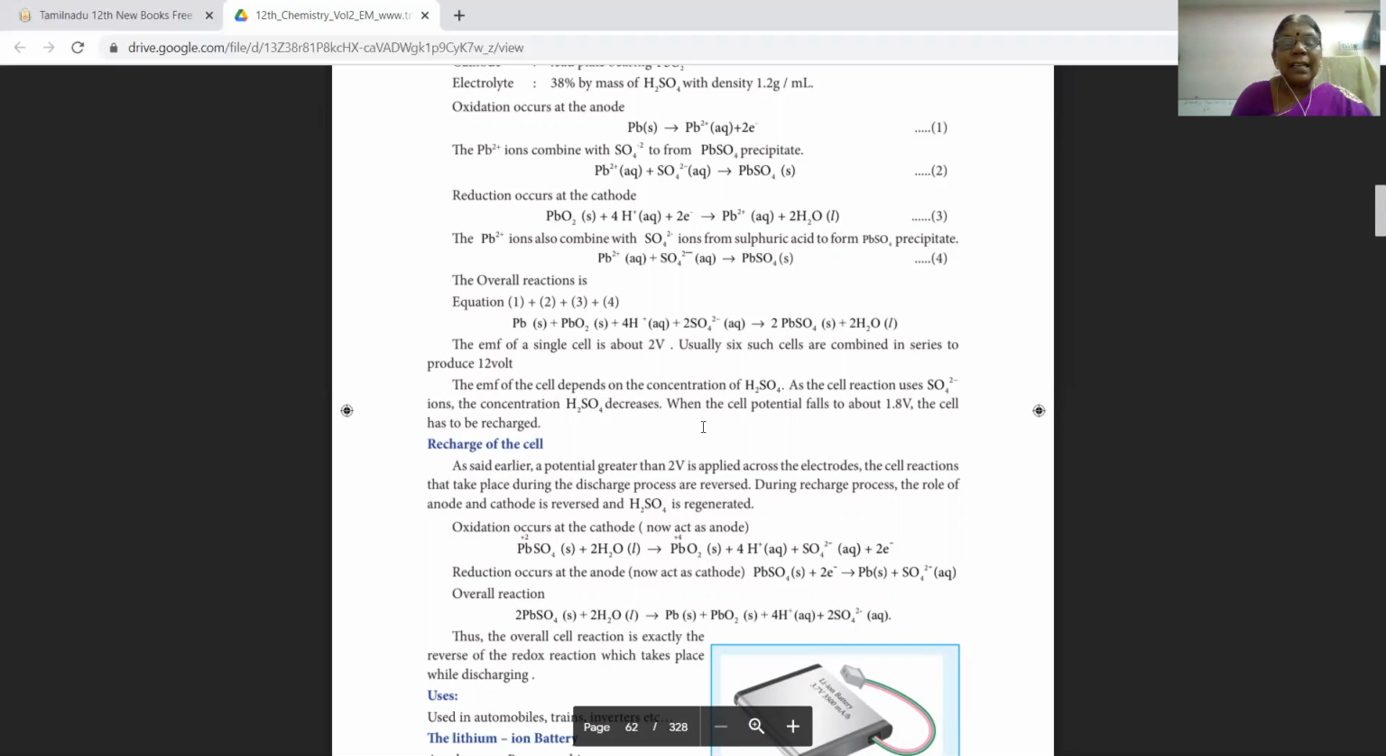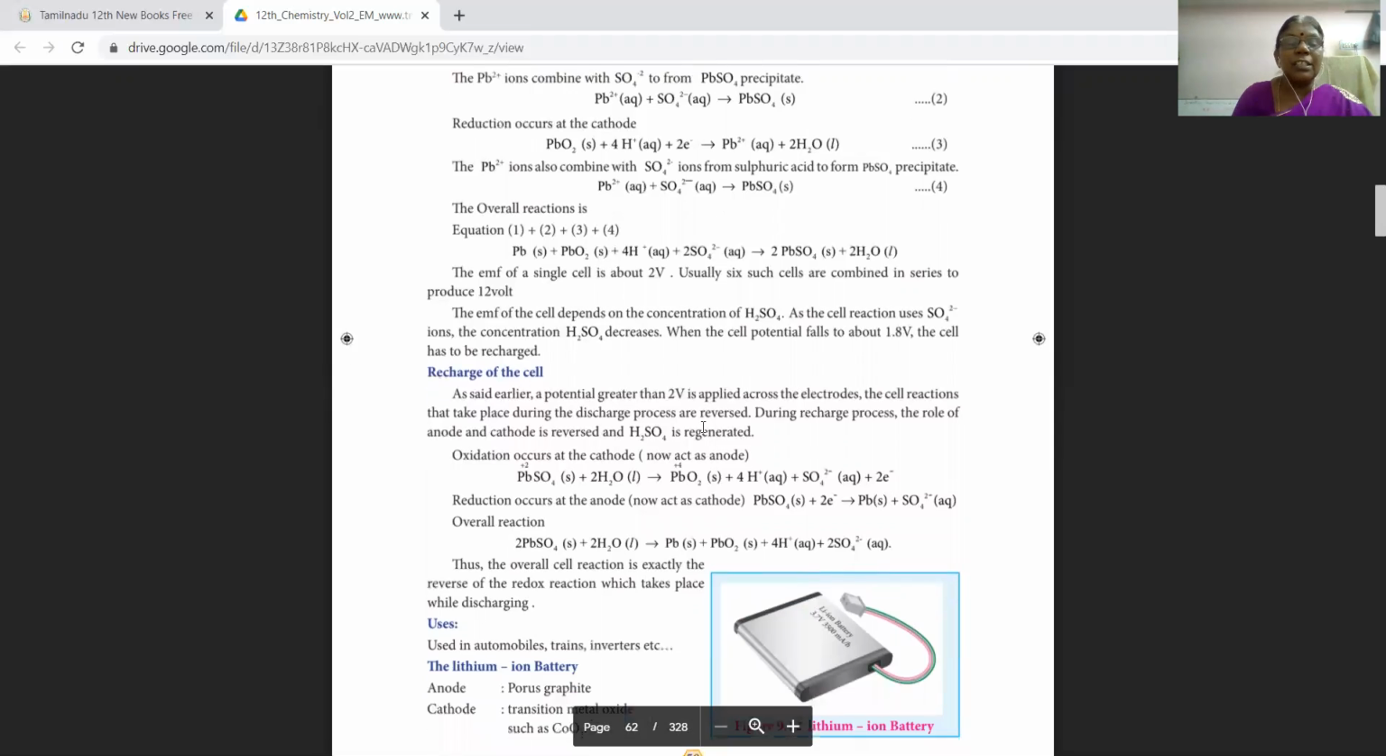The EMF of the cell depends on the concentration of sulfuric acid. As the cell reaction uses sulfate ion, the concentration of sulfuric acid decreases. When the cell potential falls to about 1.8 volts, the cell has to be recharged. And these secondary cells are rechargeable cells.